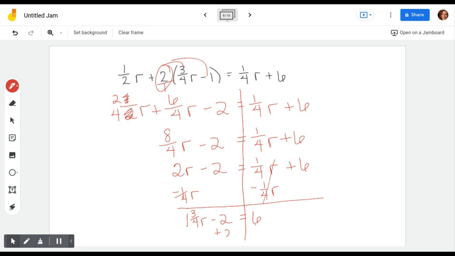I need to add the 2 to both sides to get rid of that. I'm going to go up here now to the right. So I have 1 3/4 r equals 8. The opposite of multiplying by 1 3/4 is dividing by 1 3/4. So if I do that on both sides, on the left it cancels and I just have my r. That was our goal all along, right?